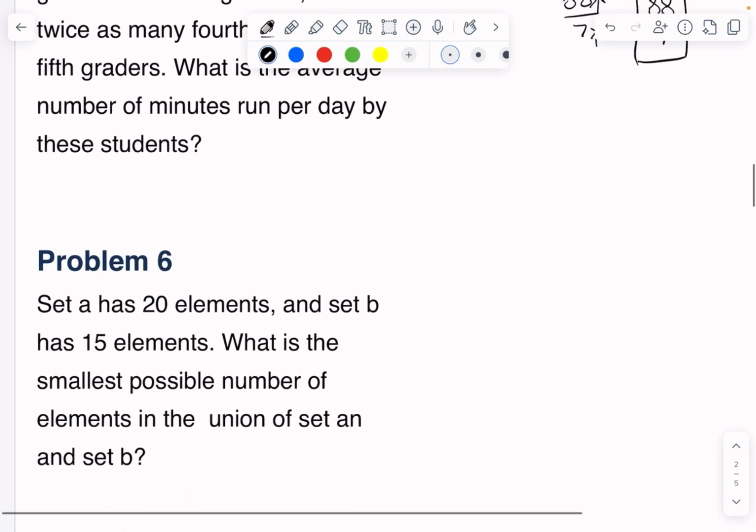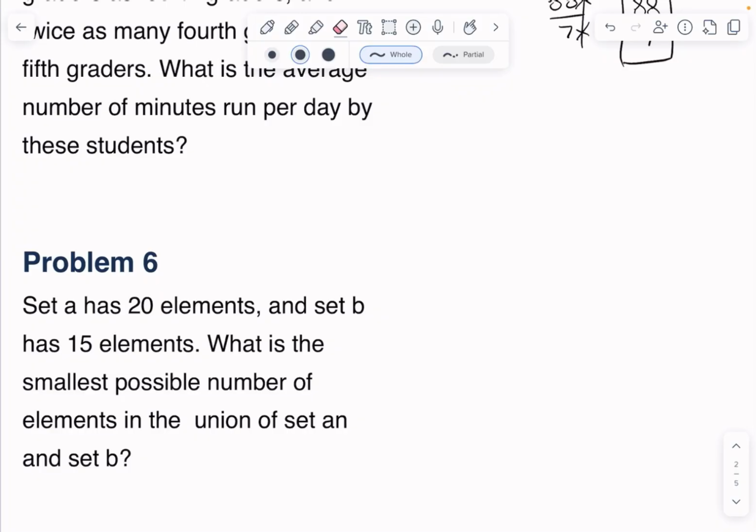Moving on to problem 6. Set A has 20 elements and set B has 15 elements. What is the smallest possible number of elements in the union of set A and set B? I think that's a typo there, but anyways.